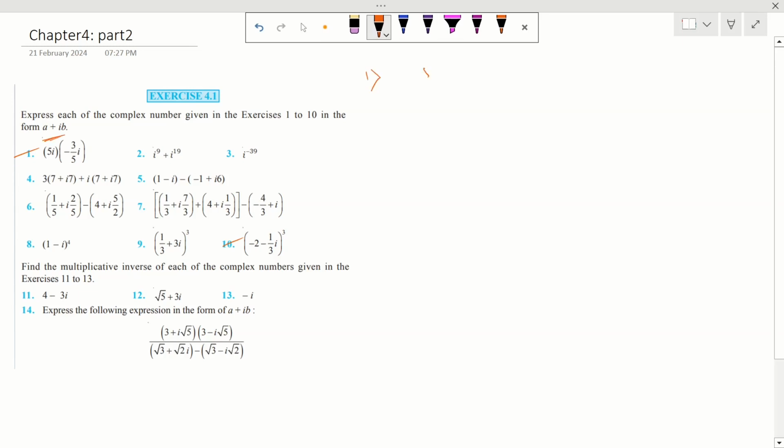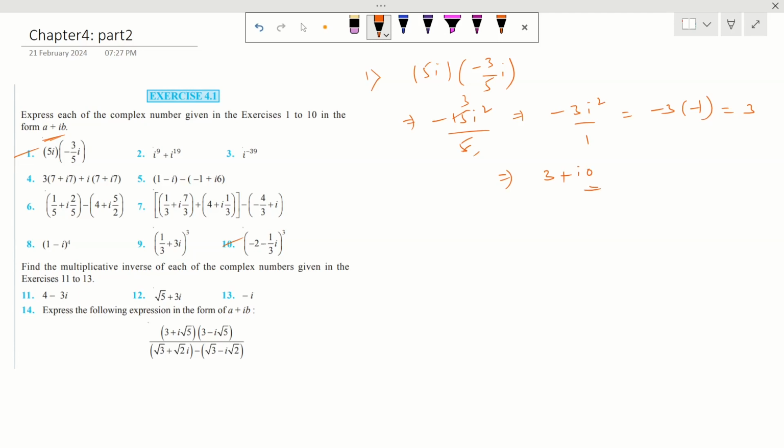The first one I am taking here is 5i into minus 3 by 5i, right? This is a simple expression. We need to express it in the form of a complex number. Here i into i is i square; 5 into minus 3 is minus 15, so minus 15 i square divided by 5. Then 5 ones are 5, 5 threes are 15, so it is minus 3 i square, divided by 1. And minus 3 i square, where i square is minus 1, so minus 3 into minus 1 is 3. The value is 3, therefore in the form a plus ib, that is 3 plus i0, we can write.